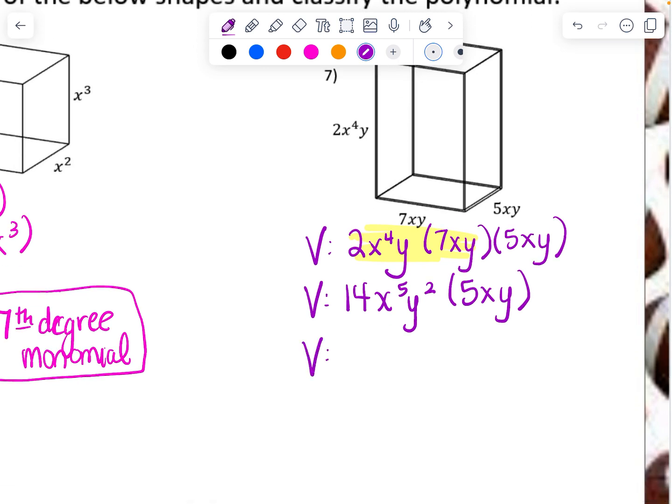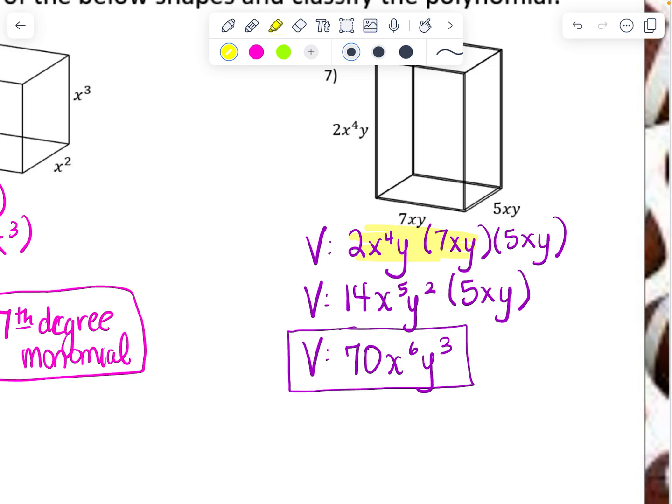My volume is 14 times 5 is 70. X to the fifth times x is x to the sixth. Y squared times y is y cubed. And that is my final answer for the volume. And just as a reminder, this is one term, so it's a monomial, but I have to add that 6 and 3. Because it's a complete term, I'm going to add the exponents. This is a 9th degree monomial.